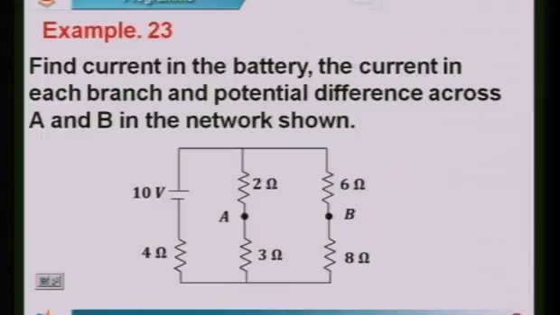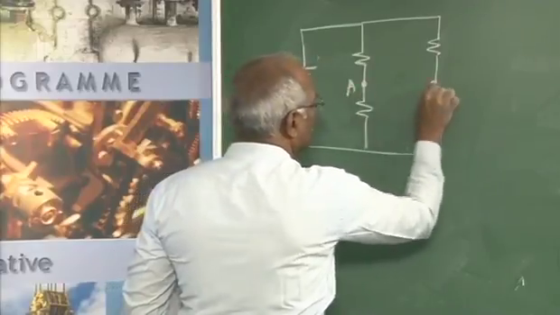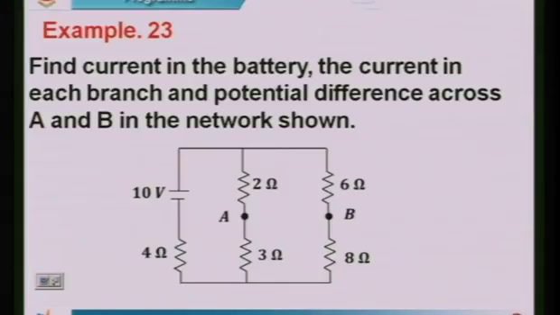Consider another problem. Find the current in the battery, the current in each branch, and the potential difference across A and B in the network shown. The problem can be solved in two different ways.